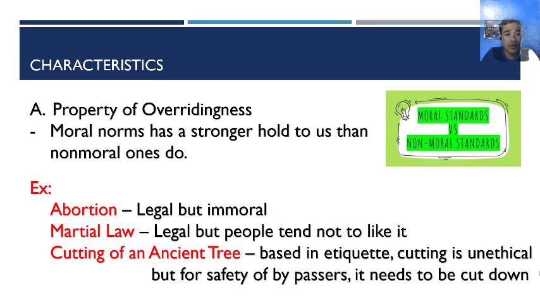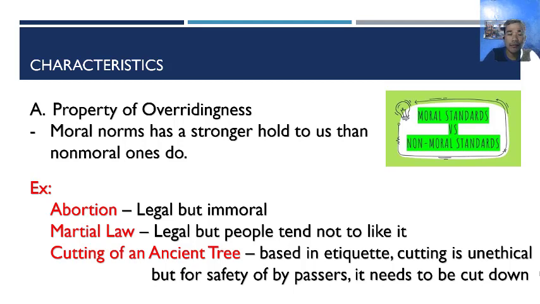All right, the first is the characteristics, which make it unique and distinctive. First is its property of overridingness. What is overridingness? Of course, if we have what we call moral norms, there are also non-moral norms. Moral norms have a stronger hold on us than non-moral ones do.